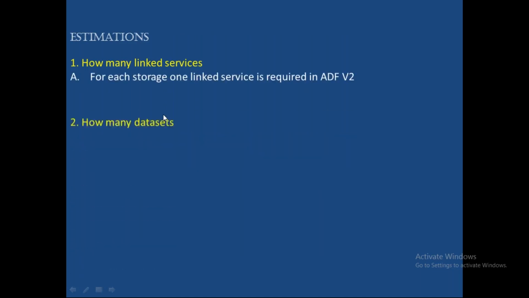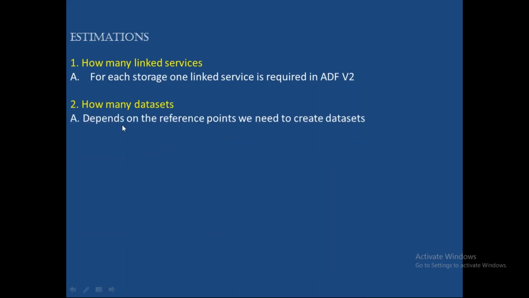Estimations: we know one linked service I'm going to use, because I'm going to use Data Lake Storage. How many datasets we are going to create depends on reference points. Let's say my output data, I want to write into 3 different folders: India data into one folder, US data into another folder, all other data into another folder. So I need to create 3 datasets for my output. And 2 datasets for my input, because I have 2 different tables to read: one is the customer table, one is the orders table.